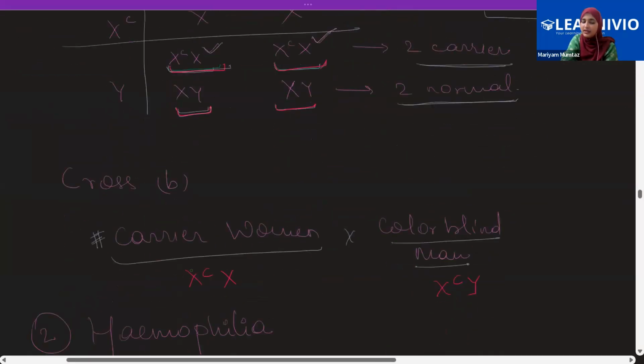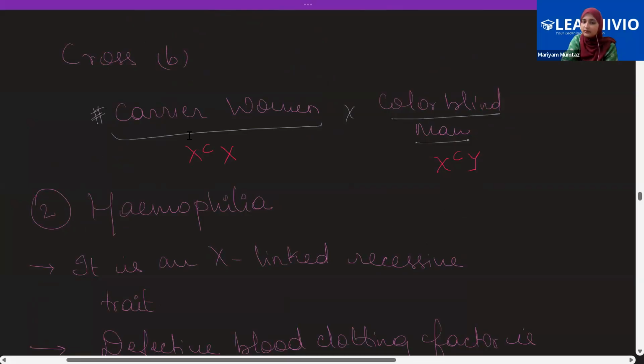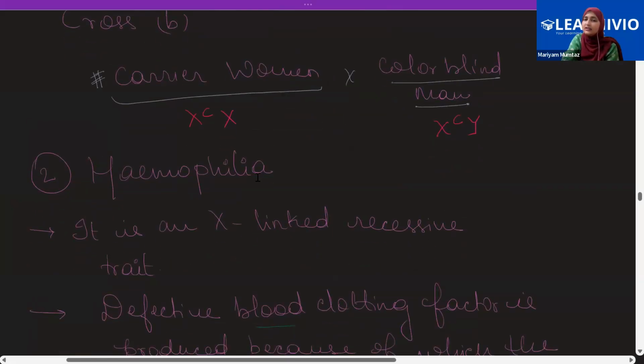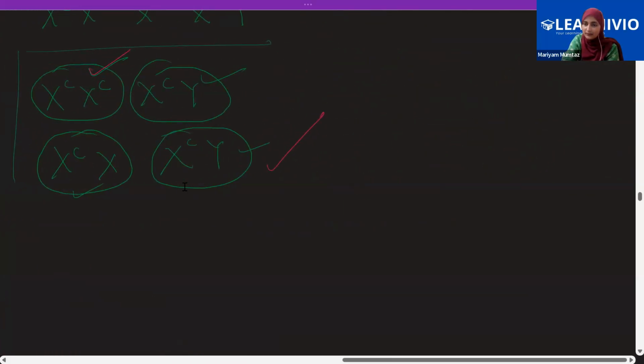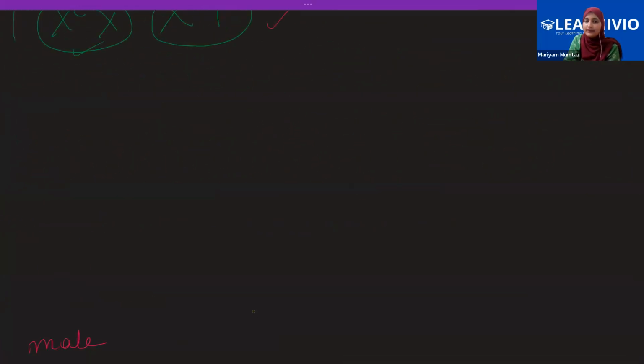Whenever a normal woman marries a colorblind man, these will be the possible outcomes for their offspring. But if a carrier woman is marrying a colorblind man, now do the cross, students. Tell me, a carrier woman, carrier means she will be having this, and the male is colorblind. So like this, right? What will be the possible offspring? An affected female, affected male, carrier female and unaffected male, right?